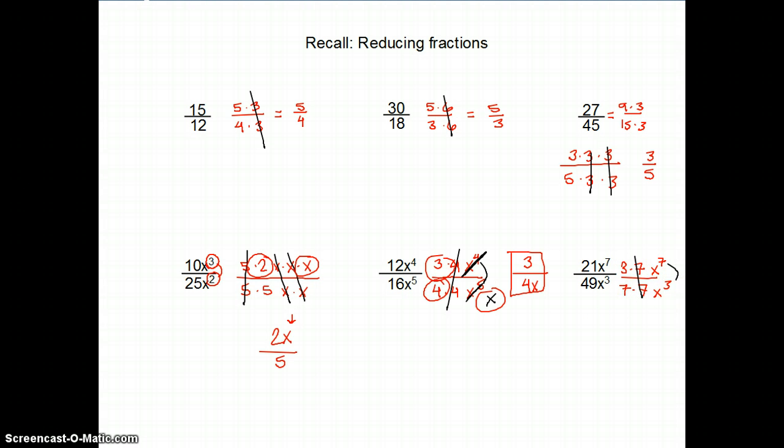What I'm left with, all of my x's cancel on the bottom, and on the top I have x to the 4th power, because 7 minus 3 is 4. So in my numerator I now have 3x to the 4th. In the denominator, everything canceled except for a 7.